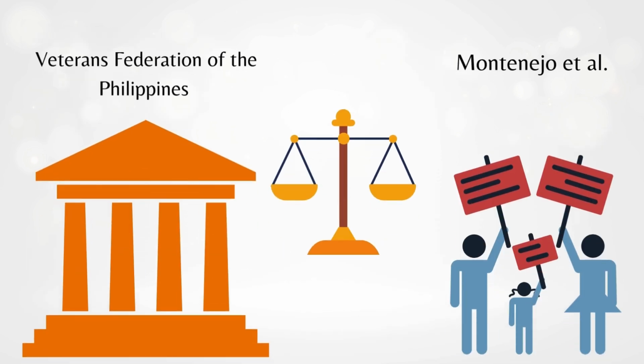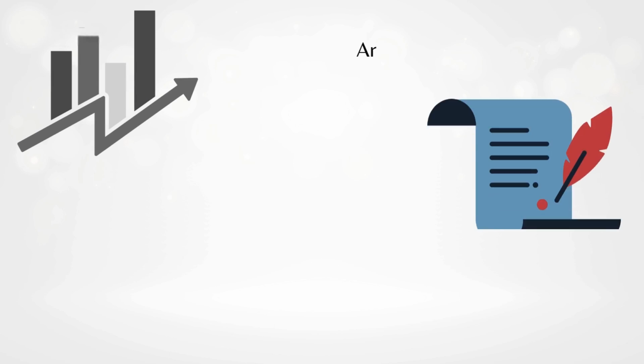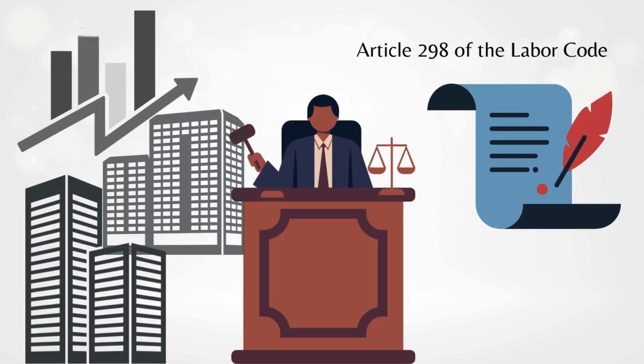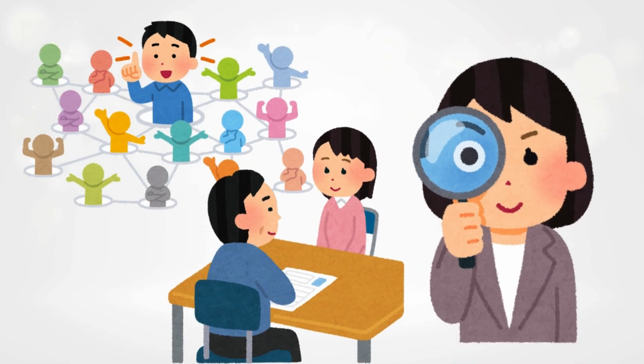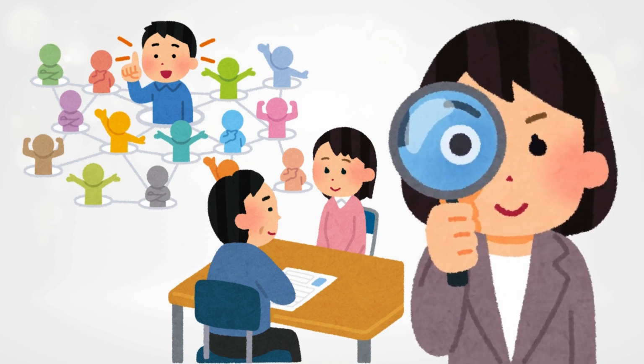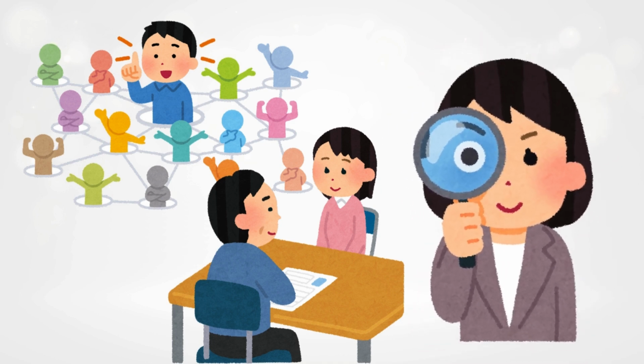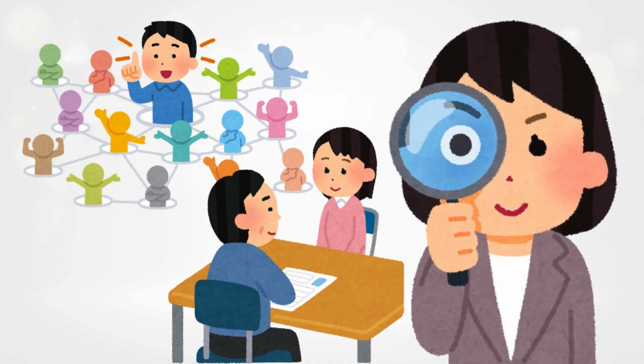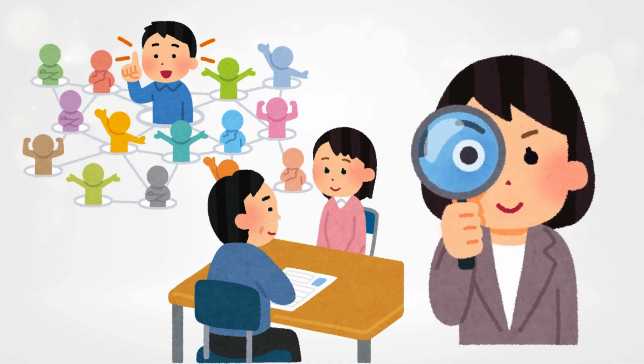An example of termination for an authorized cause is the case of Veterans Federation of the Philippines versus Montenegro et al., G.R. No. 184819, November 29, 2017. In this case, the Supreme Court ruled that the cessation of business operations is a valid authorized cause for termination under Article 298 of the Labor Code. The court found that the employer genuinely ceased operations in good faith, properly notified the employees, and provided the required separation benefits, making the termination lawful.